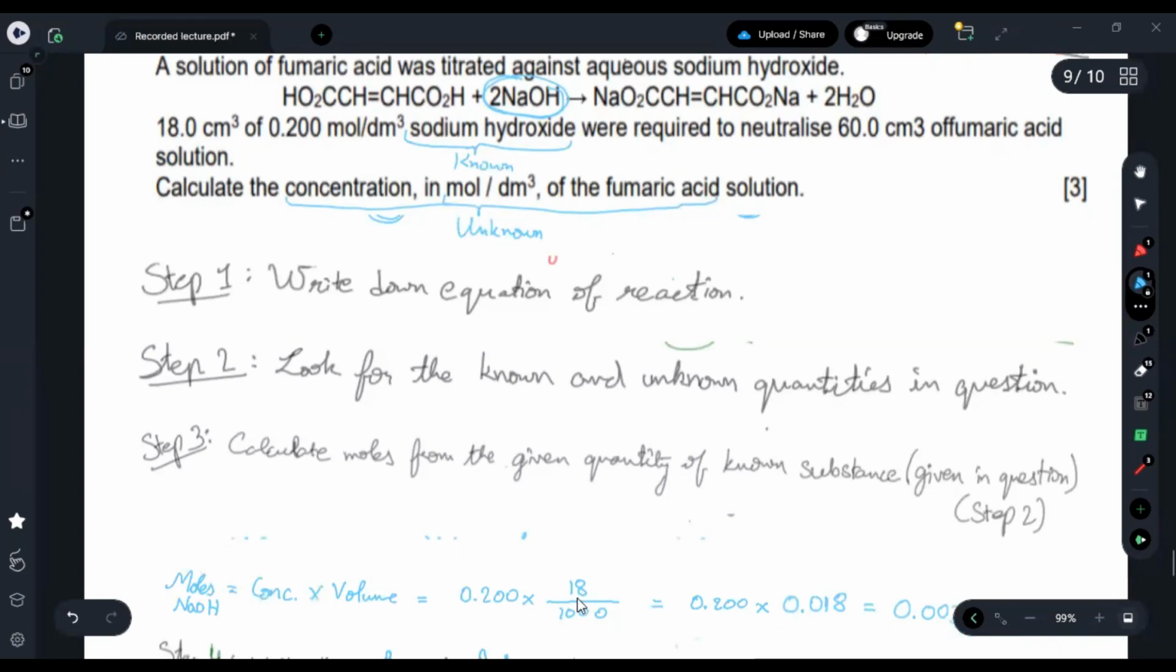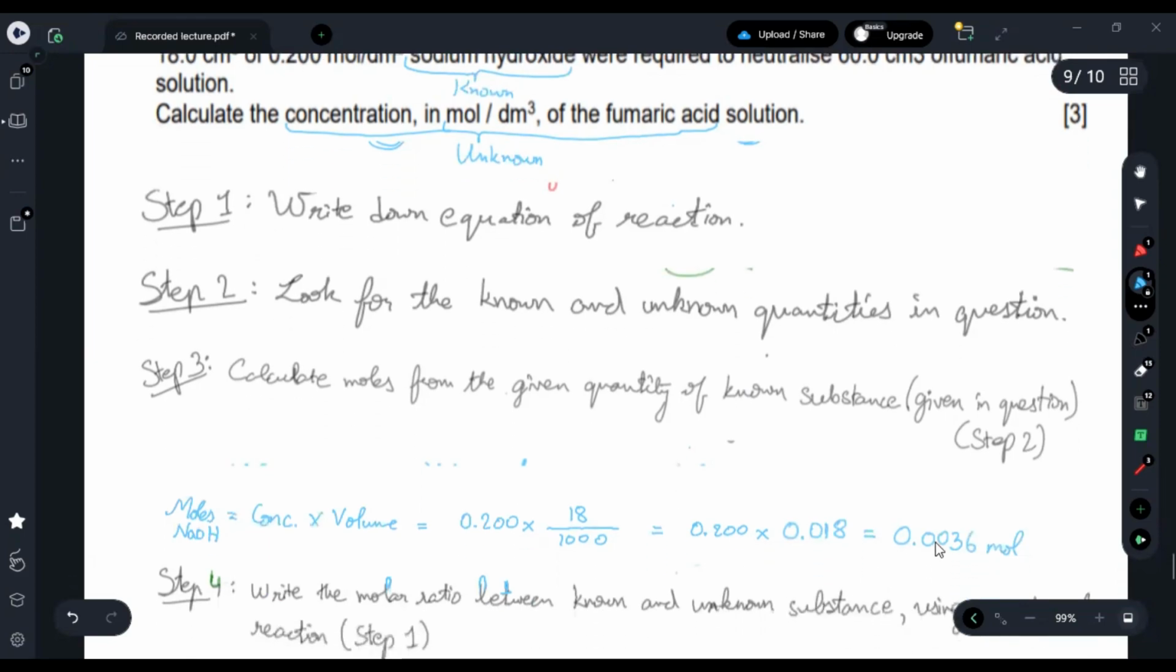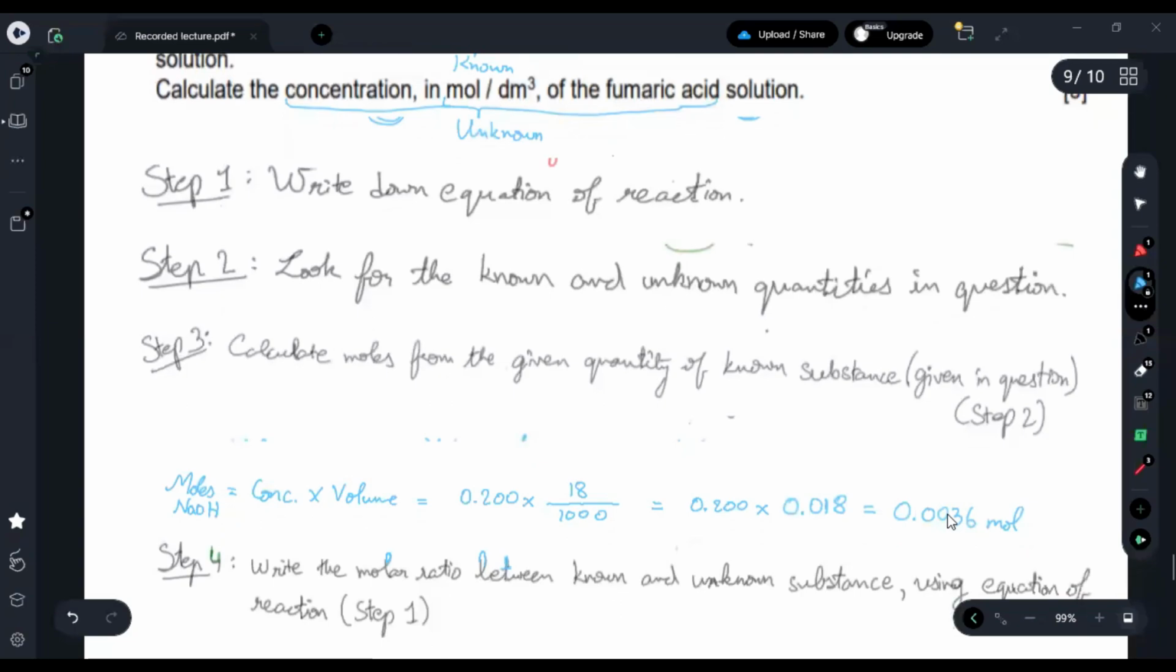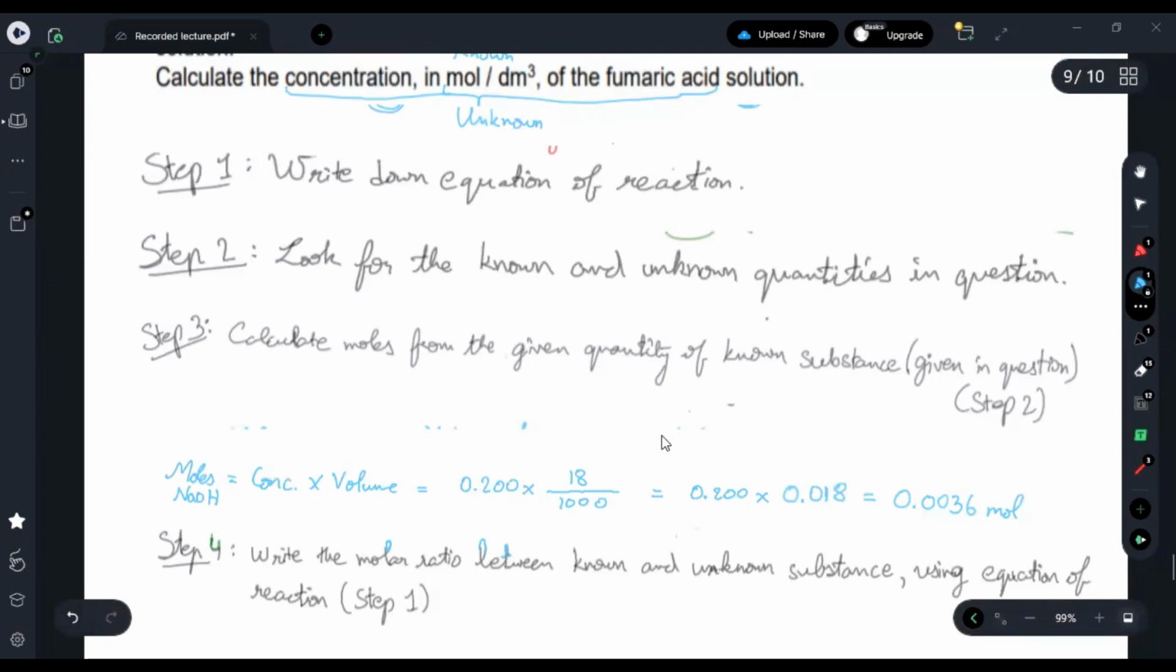As you know, 1 dm cube has 1000 cm cube. So in order to convert the cm cube to dm cube, you will have to divide by 1000. So 18 upon 1000 gives you 0.018. By multiplying by that, you get the number of moles, which is 0.036. So these are the moles of the known substance, that is NaOH.